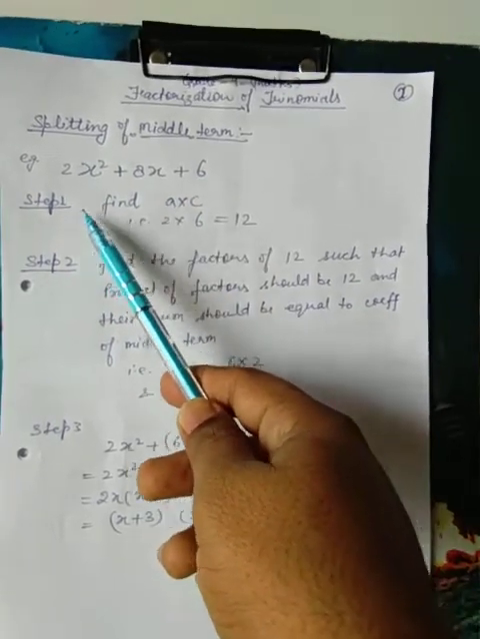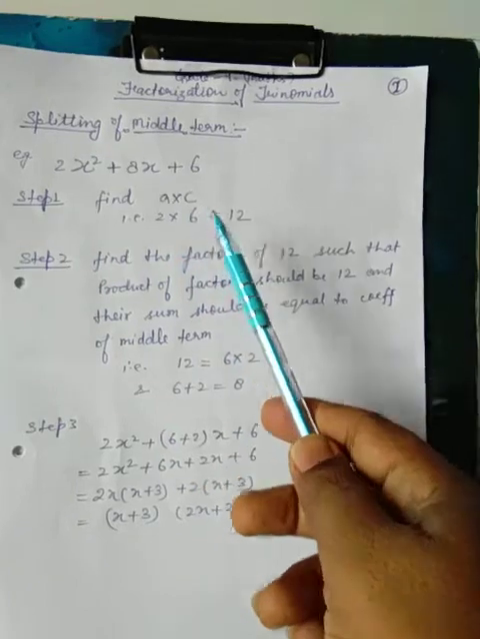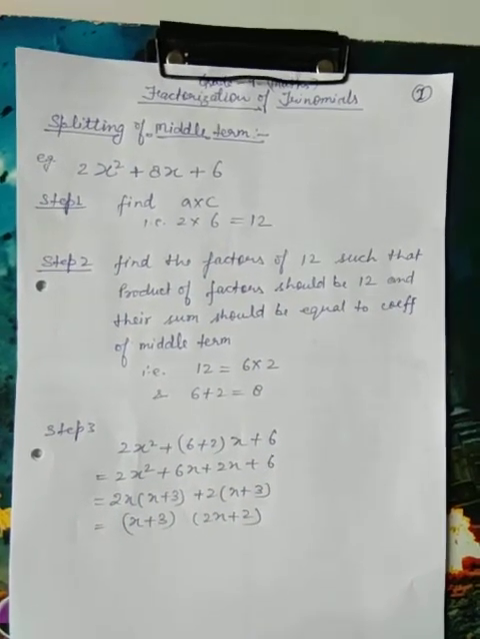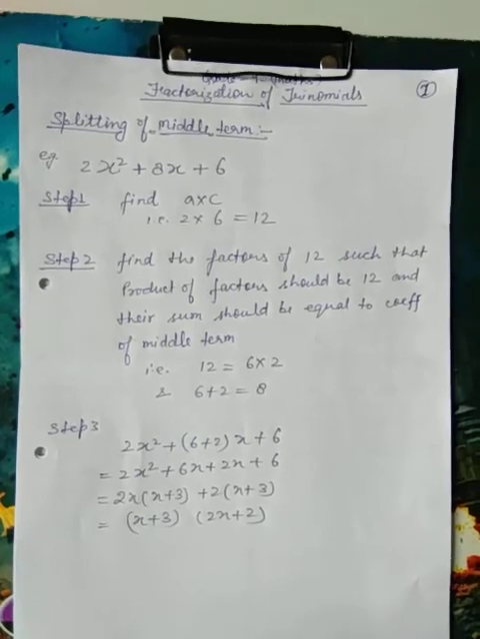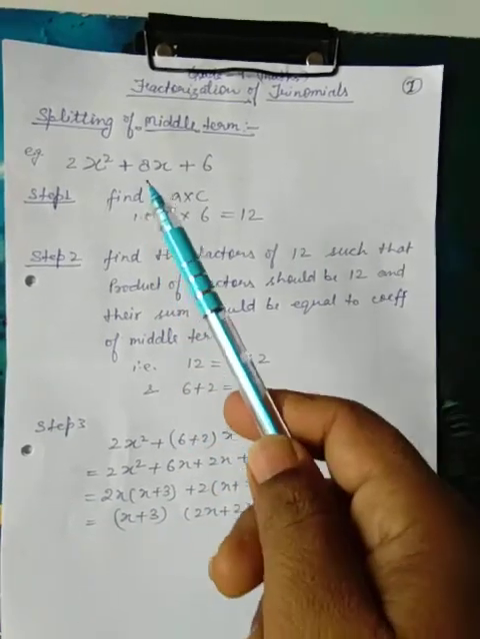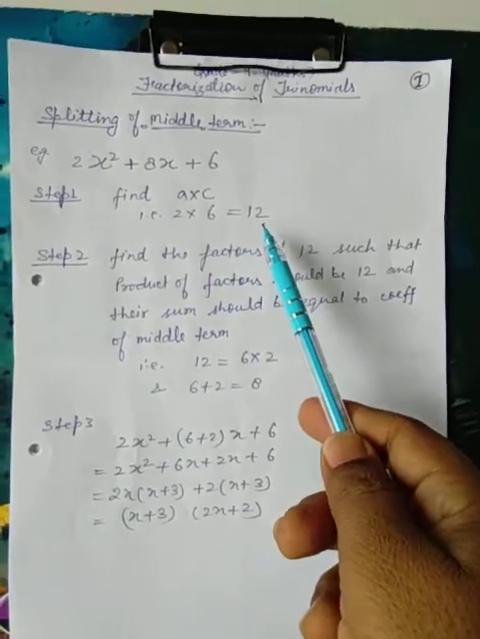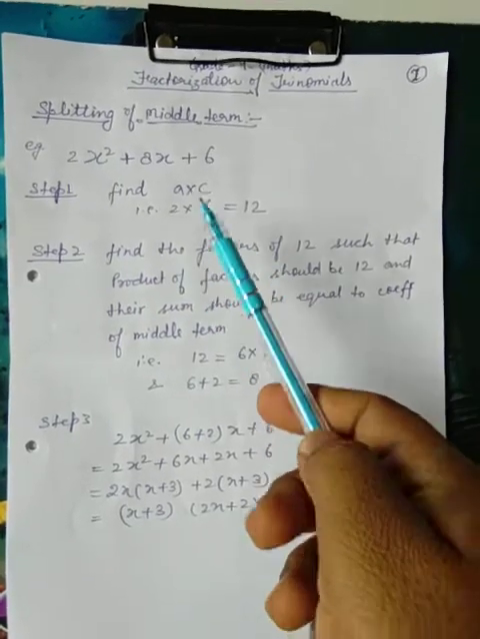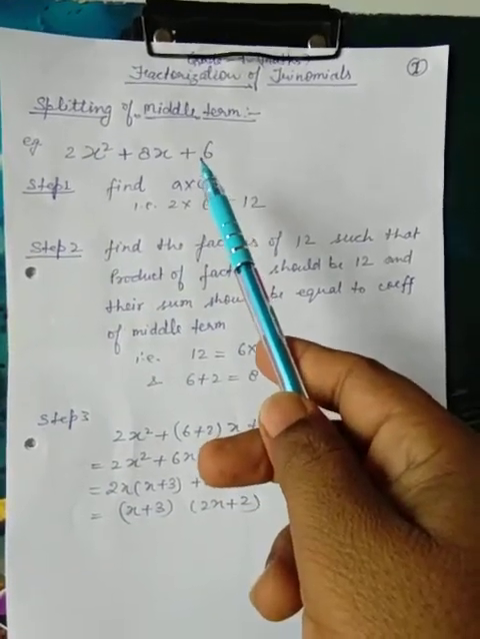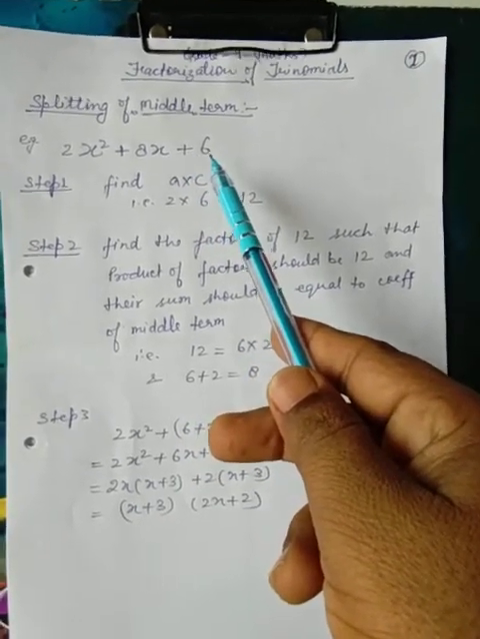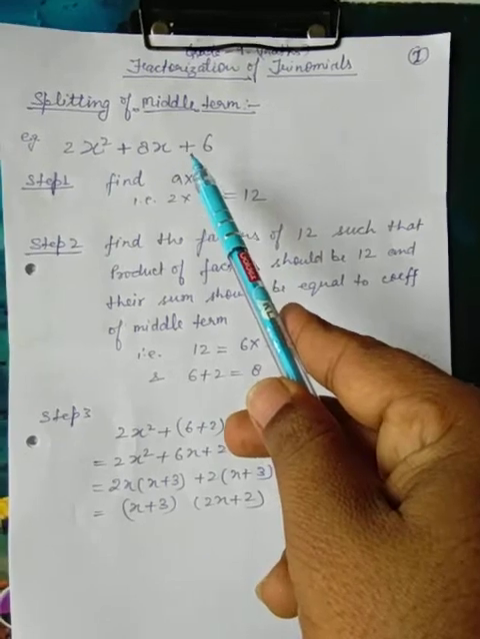as a first step you have to write a into c, where a is the coefficient of x square and c is the constant term. So you need to find out a into c, that is 2 into 6, resulting in 12. And that day I told you to keep a focus on the sign of the constant term. The constant term is 6 and the sign is plus.